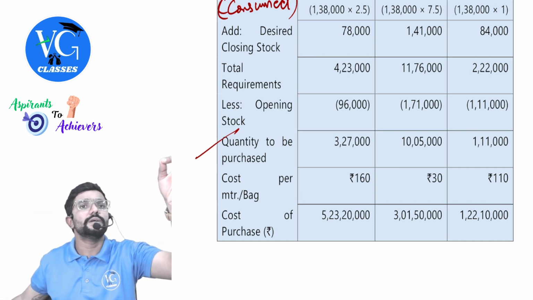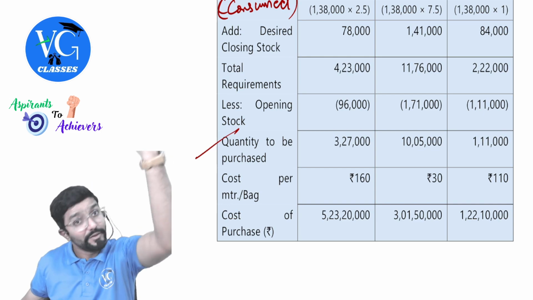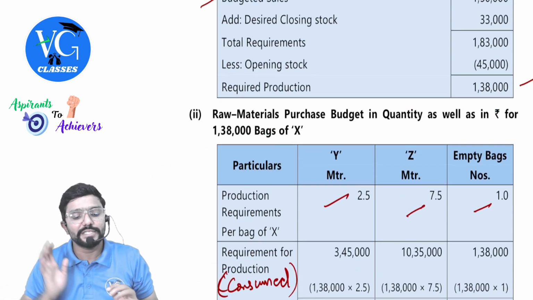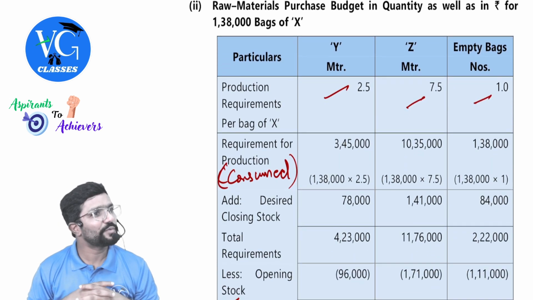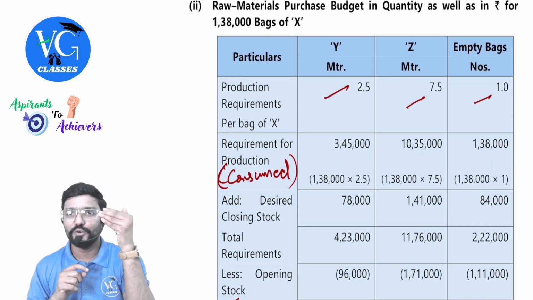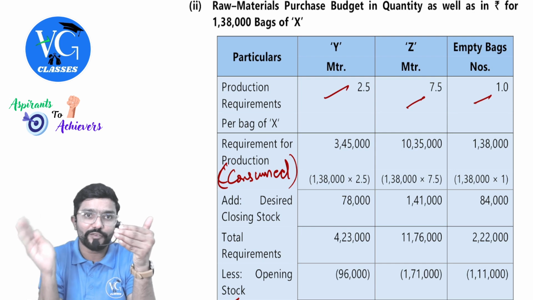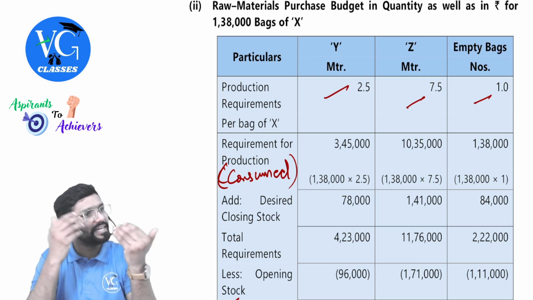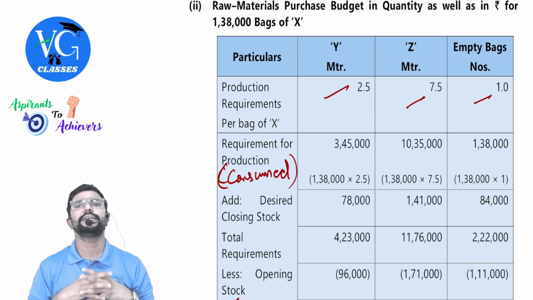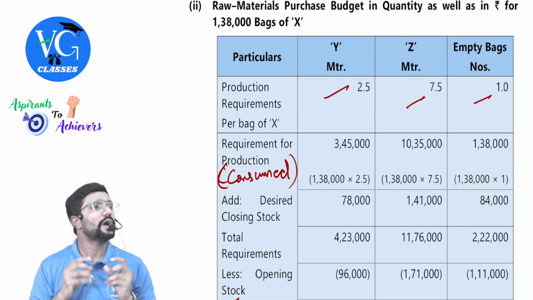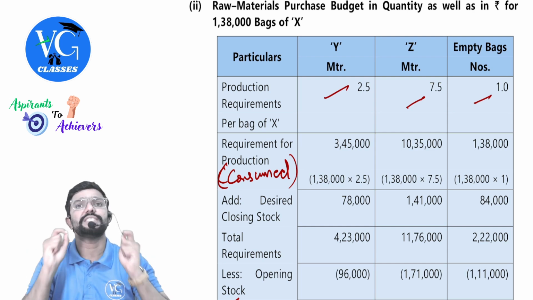Consumption depends on what? Production. So even by chance, assume, sir, production budget is not asked in the question. They have straight away asked raw material purchase budget. Should you do production budget? Yes. You have to do production, find out consumption of raw material on production, then adjust the opening stock and closing stock, that is, add closing stock and deduct opening stock. You will find out how much raw material is to be purchased.